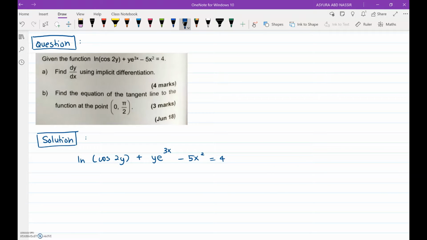Okay guys, let's look at this question. Given the function ln cos 2y plus y e^(3x) minus 5x squared equals 4, find dy/dx using implicit differentiation and find the equation of the tangent line to the function at the point (0, pi/2). Okay, so let's start here. We have this one as A, this one is B, C and D.